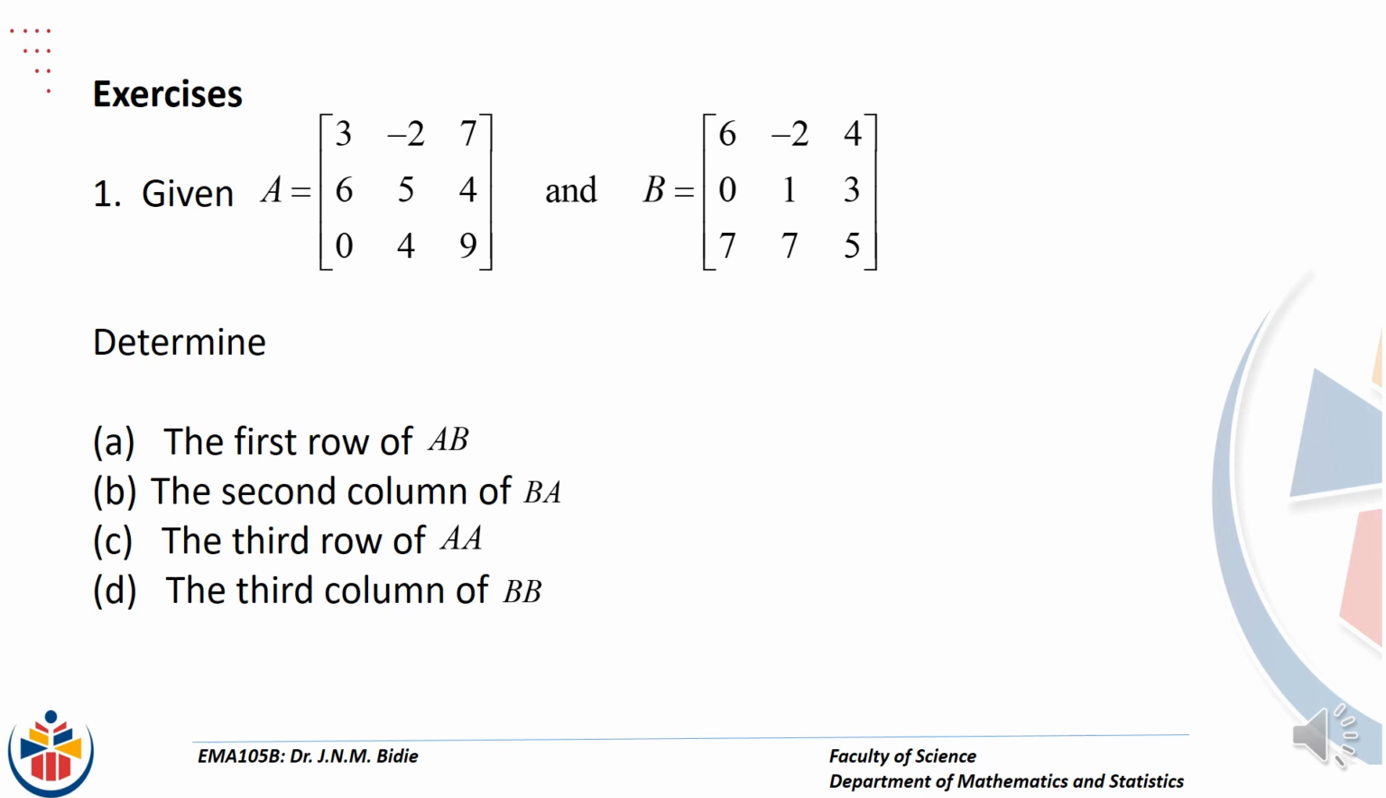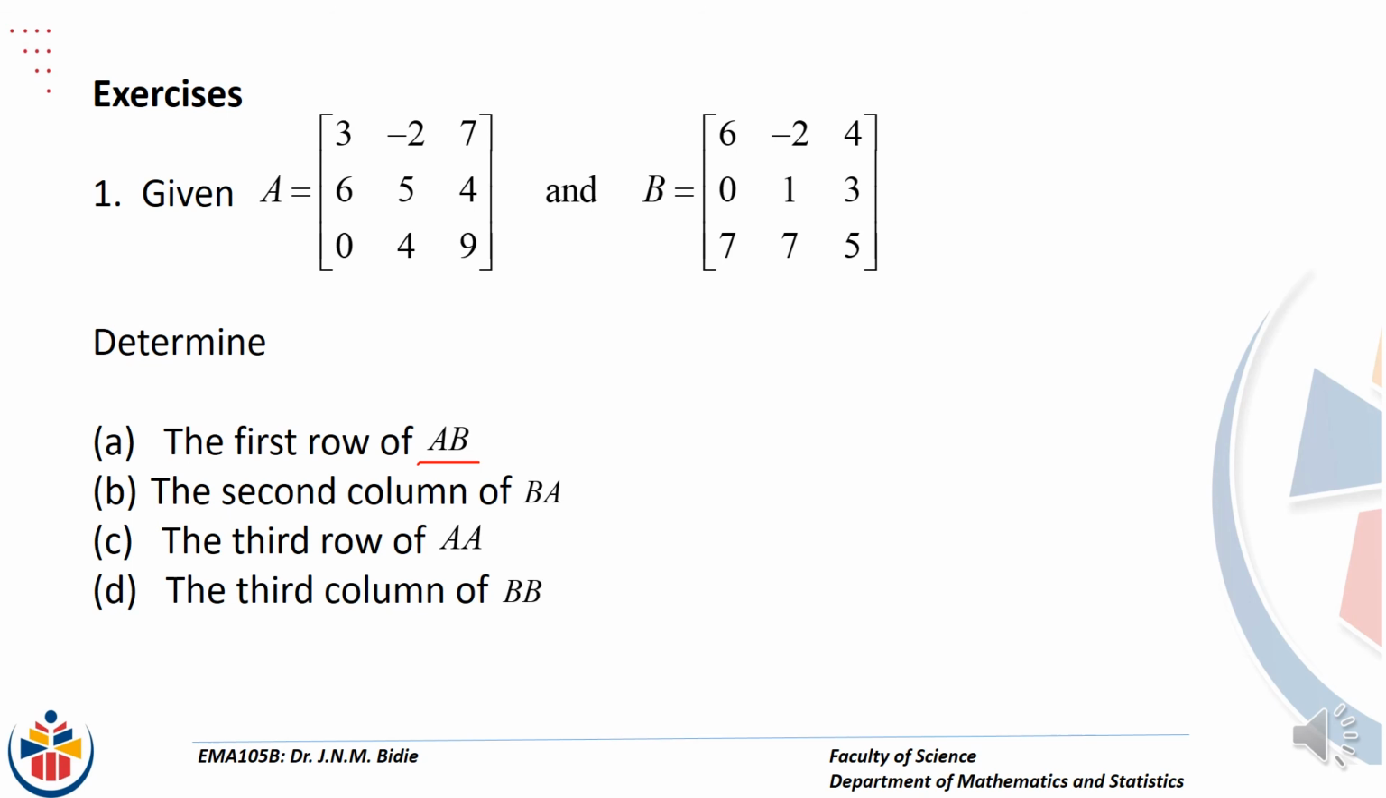I need you to be specific. You go to a specific row and a specific column that has been asked for. Here we have AB, and we're asked for the first row of AB. Remember, first row of AB will have C11, C12, C13. So that means you are multiplying only the first row of A to all 3 columns of B. And A is the first matrix and B is the second matrix.